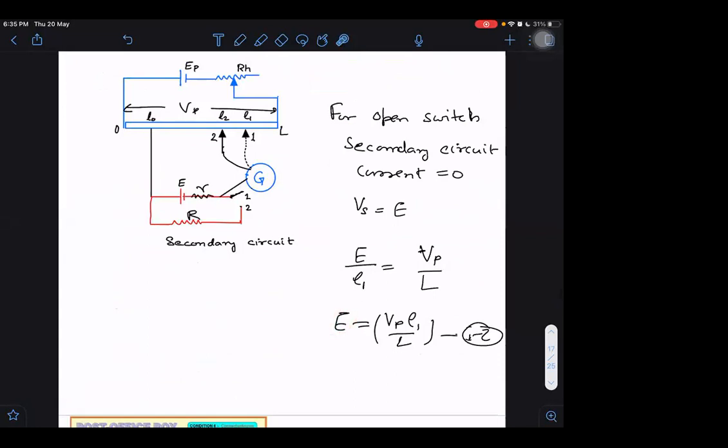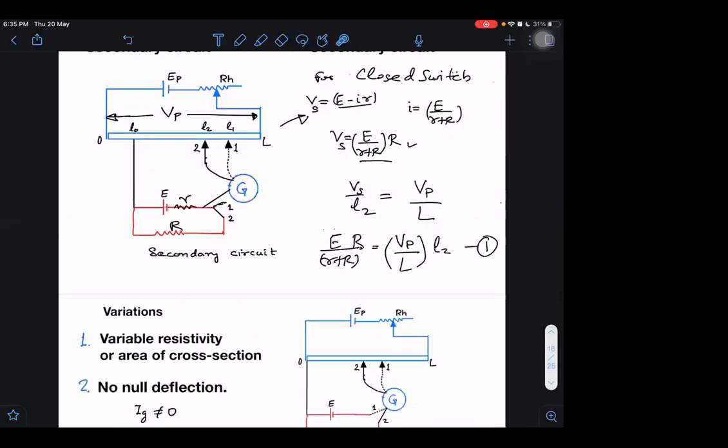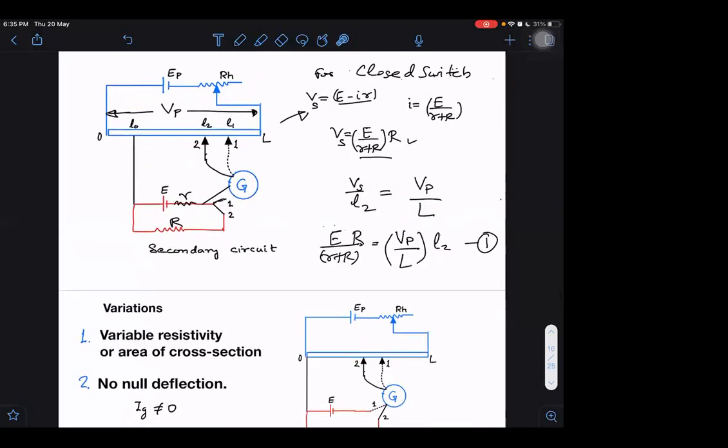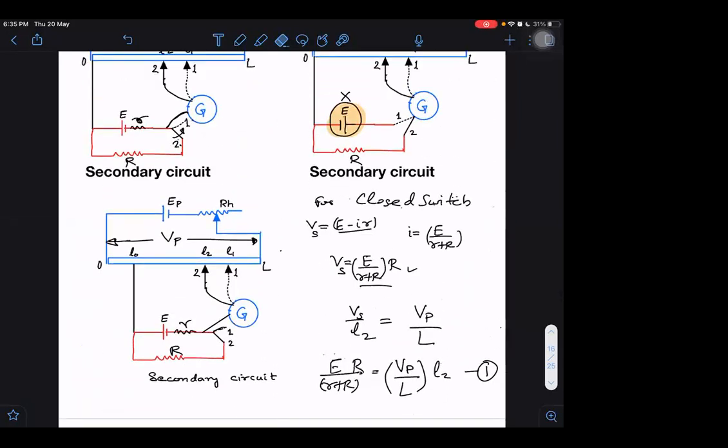For example, let us say I have two batteries. One has EMF E1 and the other is E2. Then E1 will be showing, let us say, length L1, and E2 will be showing length L2. Then what would I be getting as a result? I would be getting E1 by L1 equal to E2 by L2. One more thing here: this diagram is wrong. Sorry. I am explaining this whole thing corresponding to this diagram right here.